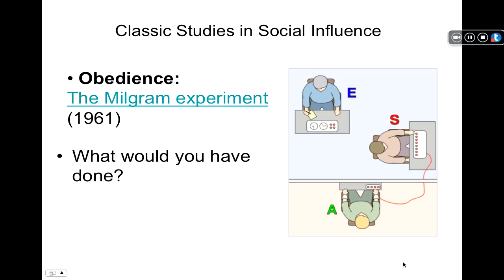No electric shocks were being given, but the situation was compelling enough so that everybody believed that that's what they were doing. So the idea was this: how far would the subjects go in the shock generator? How far would they go before they said, nope, I'm not going to do this anymore?